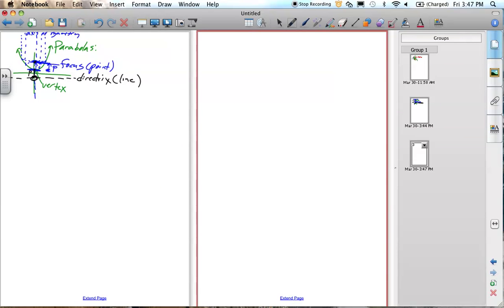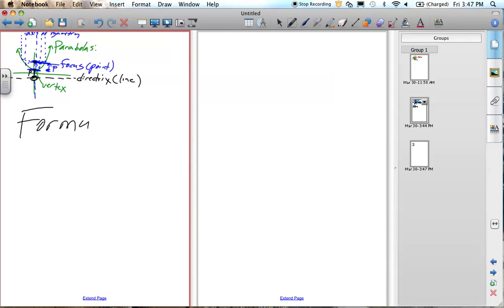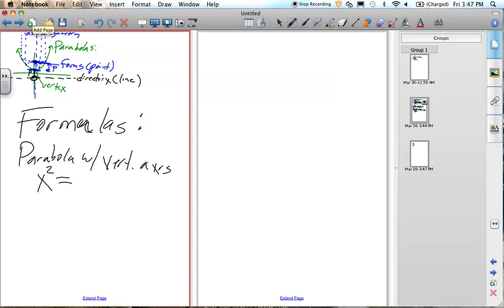All right, so, these are the basic formulas for these things. So for a parabola with a vertical axis of symmetry, the formula is basically x squared equals 4py.